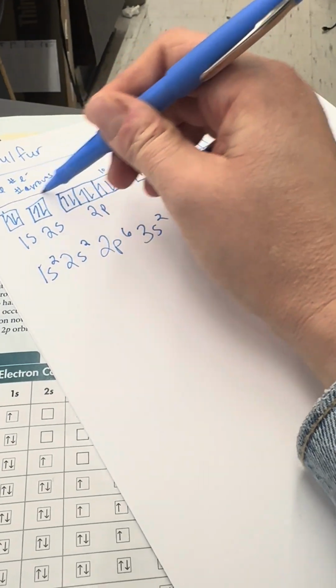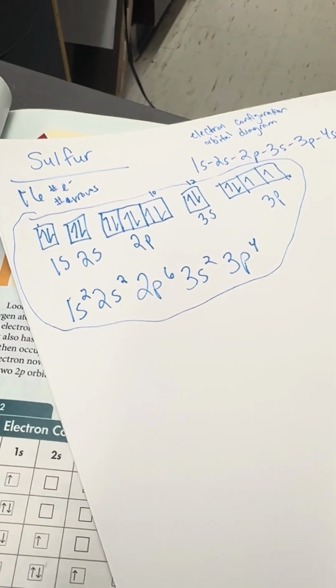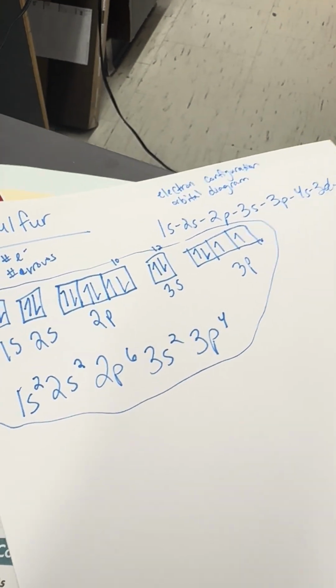So in this big circle is what you would need to have for sulfur when you're doing what's called electron configurations.